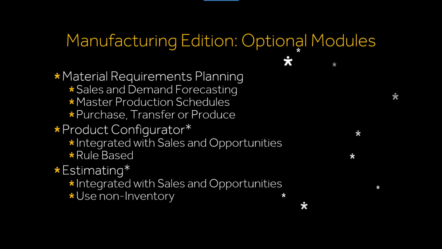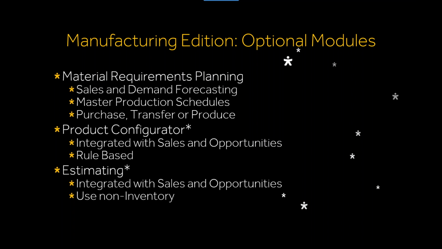The three optional modules that I thought I'd highlight today, the material requirements planning, or MRP, which is primarily focused around sales and demand forecasting or master production schedules, and then telling you or suggesting what you should purchase, transfer, or produce.